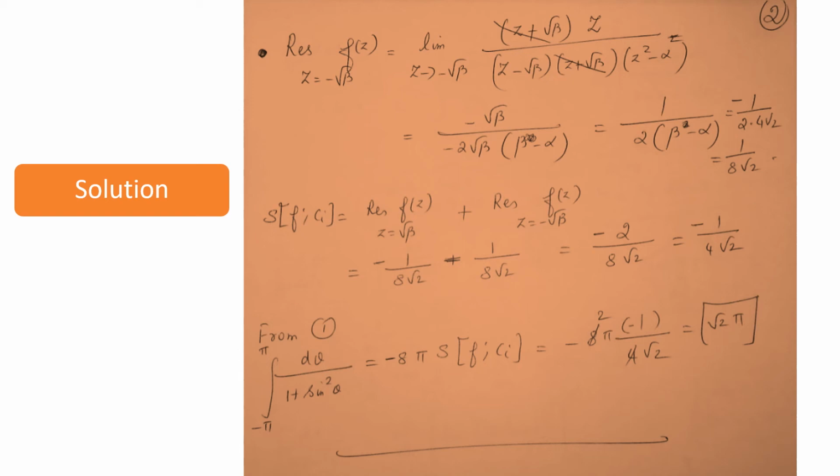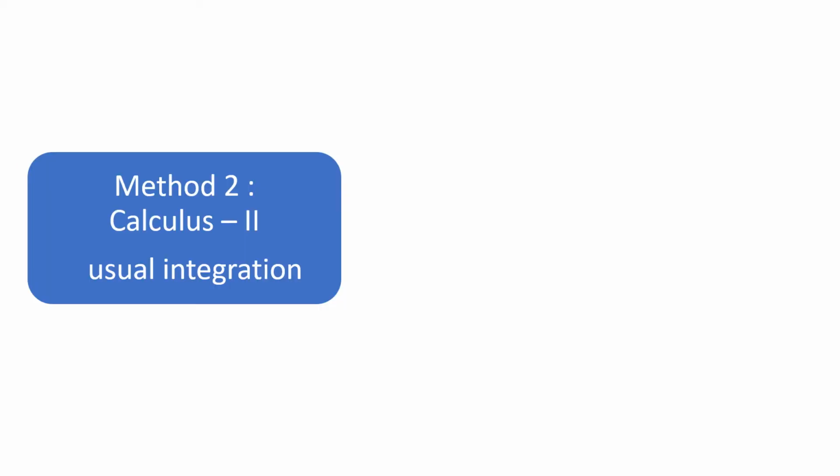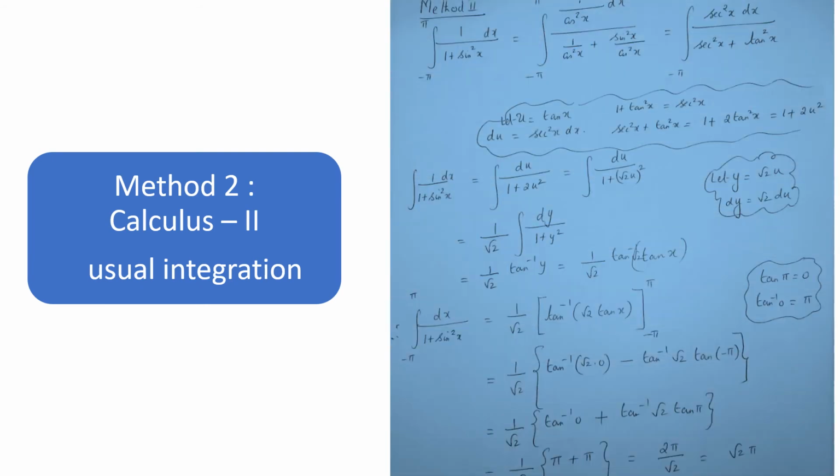Let's see another method which we have already done in calculus 2. So the usual integration that we have learnt in calculus 2 can also be used. So in method 2, I have the integrand 1 by 1 plus sine squared x dx. I divide both the numerator and the denominator by cosine squared x, giving 1 by cosine squared x over 1 by cosine squared x plus sine squared by cosine squared x.